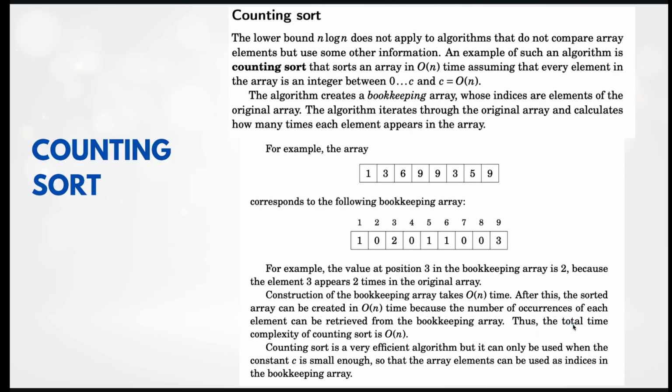The next one is counting sort. This is a less commonly used algorithm in my opinion, because I hardly use it in real life competitive programming problems. So we'll see that the lower bound n log n does not apply to algorithms that do not compare array elements but use some other information.